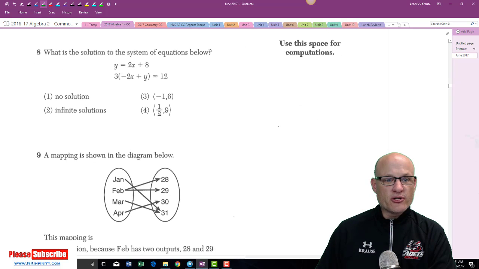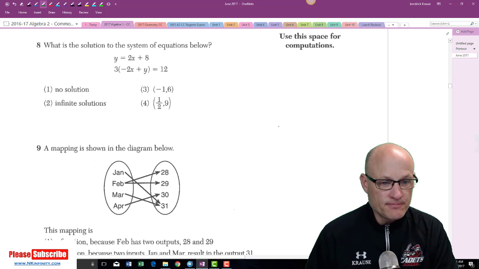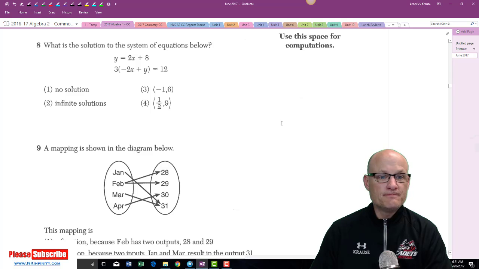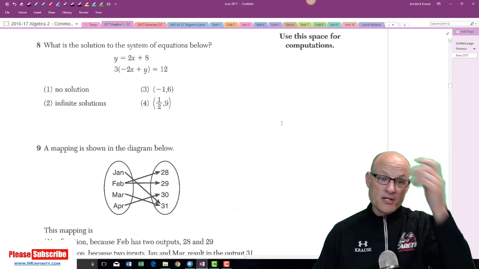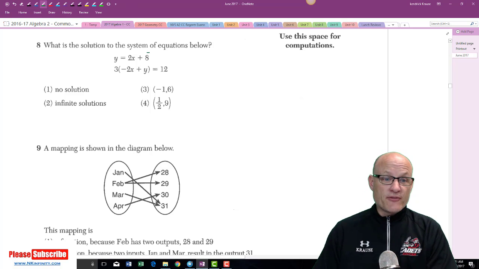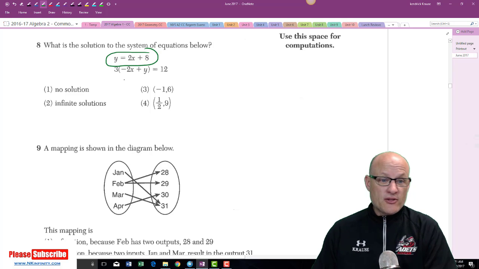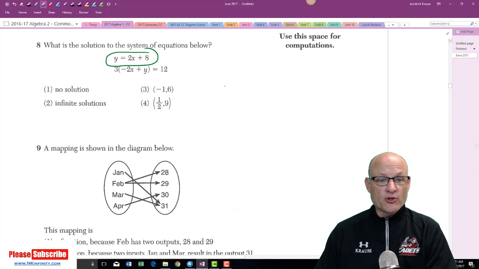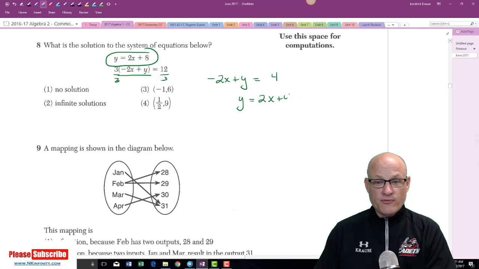What is the solution to the following system of equations? Okay. Well, this one's easy to graph. I can graph this one pretty easily on my graphing calculator. This one, however, is not. What I'm going to do first is divide this side by 3 and this side by 3 just to get rid of that 3. So I get negative 2x plus y equals 4. We're going to bring the 2x over. So I get y equals 2x plus 4.